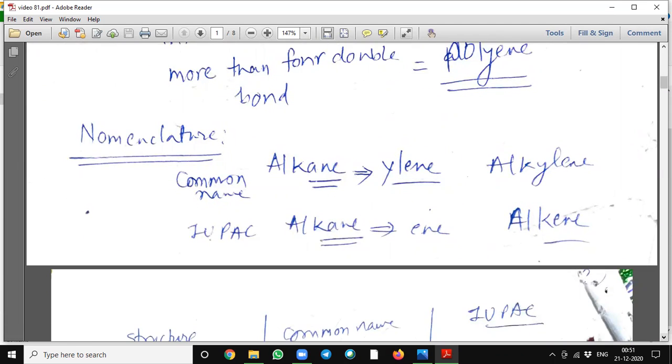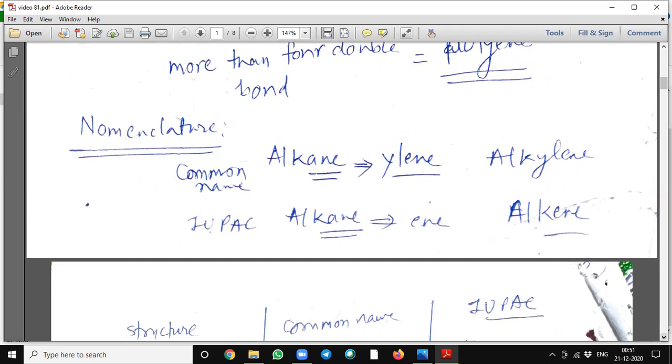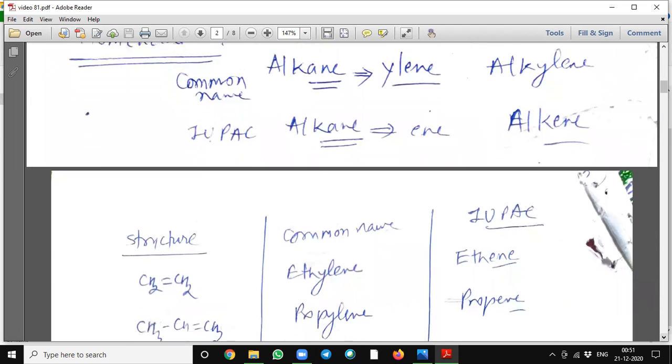Nomenclature. Common name: in the alkane, the -ane is replaced by -ylene, like ethane is ethylene, right? So it is a common name. Whereas in the IUPAC name, the -ane of the alkane is replaced by -ene, meaning ethane is ethene. Structure.